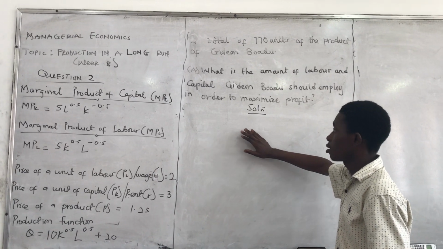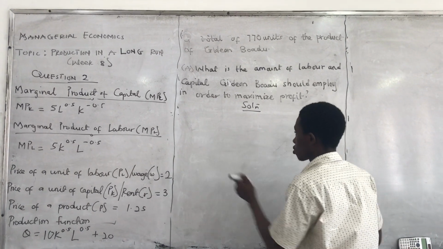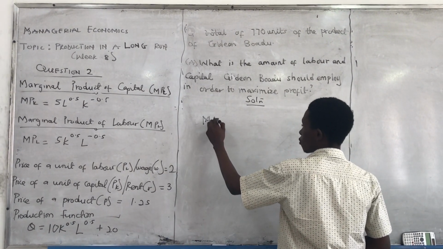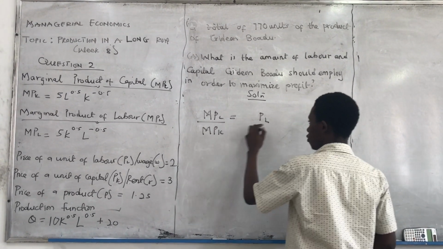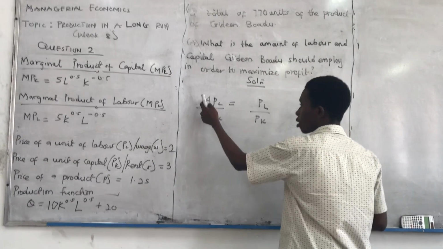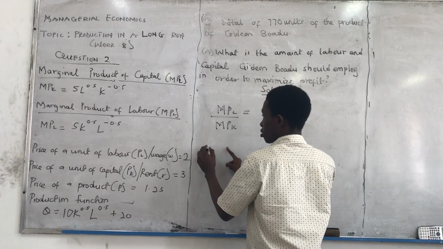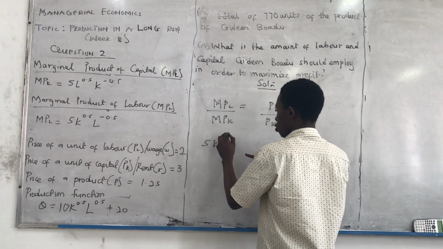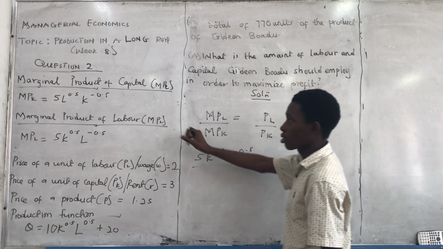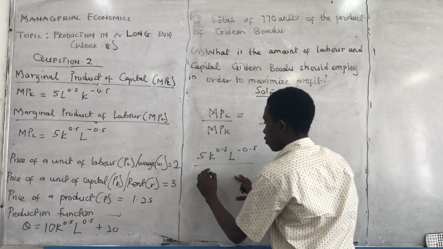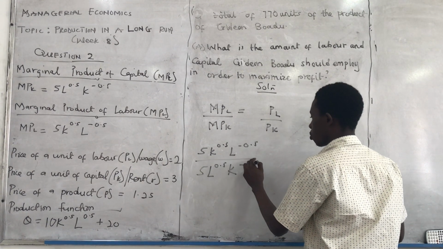So we use the formula, then substitute the marginal product of capital and the marginal product of labor into it. We have marginal product of labor over price of labor, equal to marginal product of capital over price of capital. Our marginal product of labor is 5K^0.5 L^-0.5, and our marginal product of capital is 5L^0.5 K^-0.5.